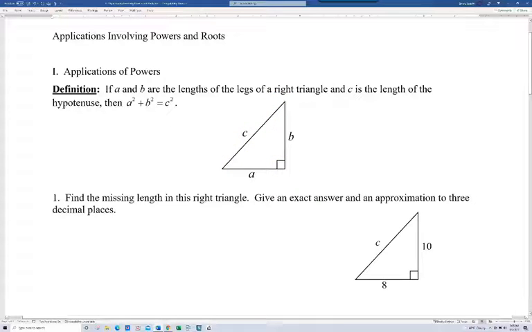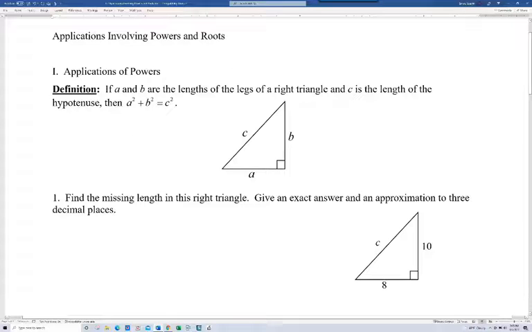And so let's go ahead and get started. On number 1, it says find the missing length in this right triangle. Give an exact answer and an approximation to 3 decimal places. So when we say an exact answer, that means we're going to give it in radical form. As soon as you give an answer to a certain number of decimal places, you're actually rounding, and your answer is no longer exact. All right, so let's go ahead and get started.